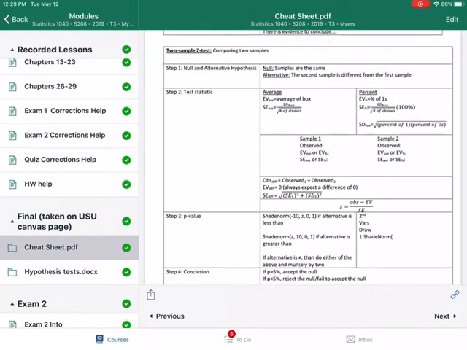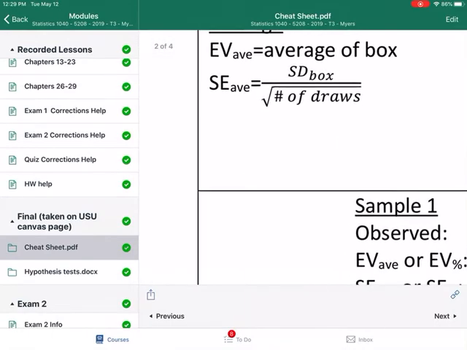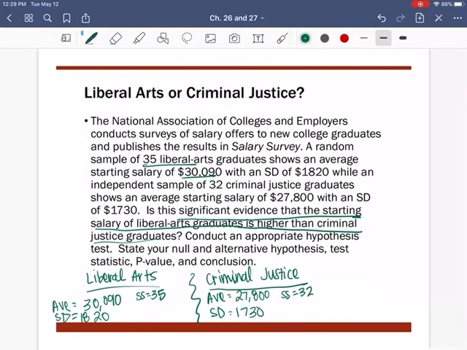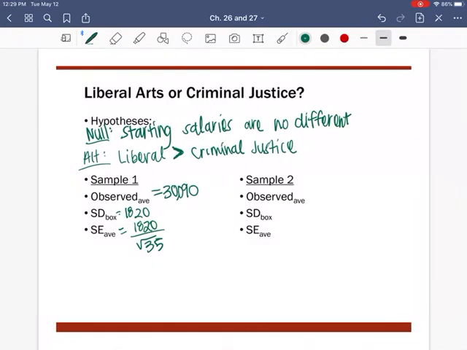Okay, the standard deviation we were given is 1820. So we can calculate the standard error. Okay, we're in a 2 sample z-test. The standard error for an average is standard deviation divided by the square root of the number of draws. And it was 35, right? Yes. Okay, then we've got, oh, we have to calculate that.